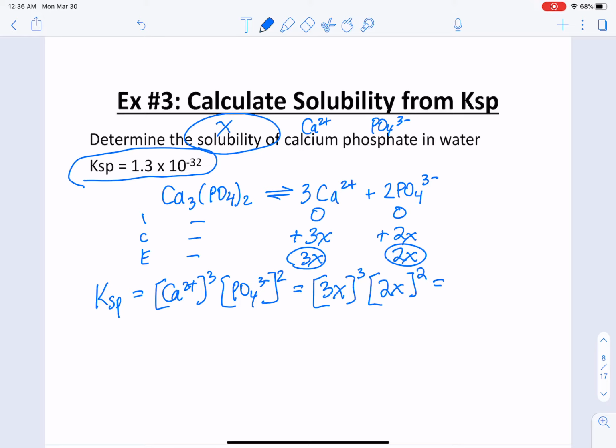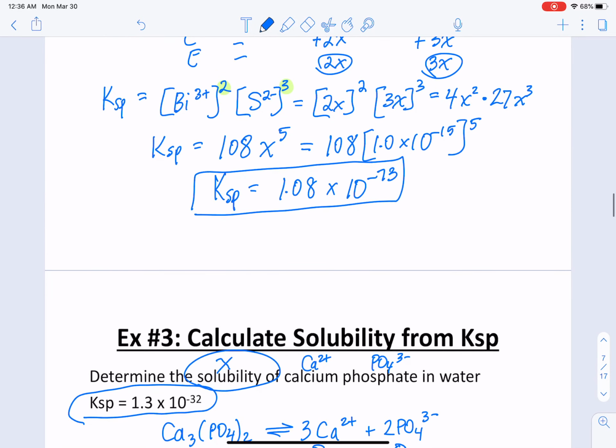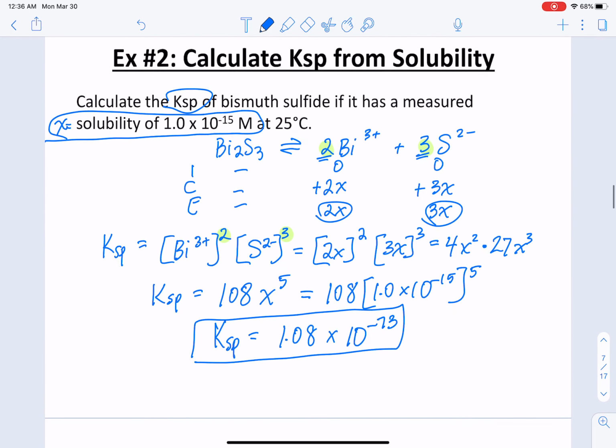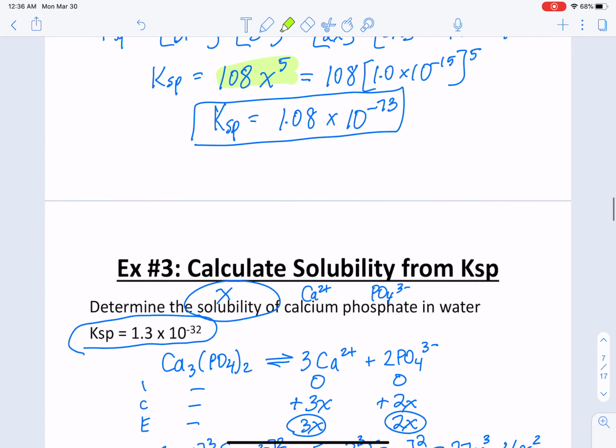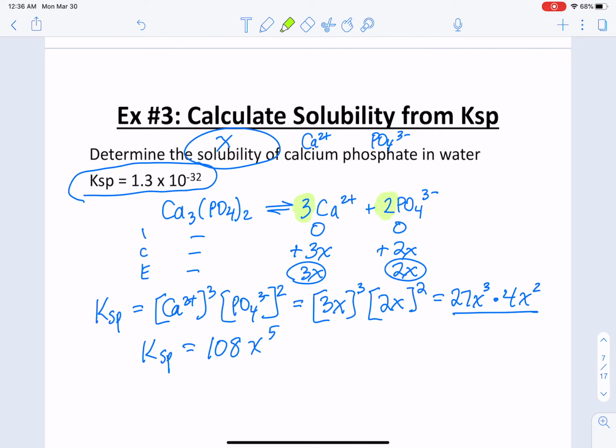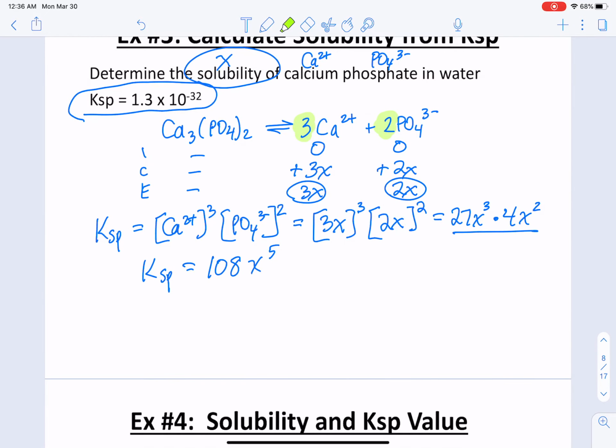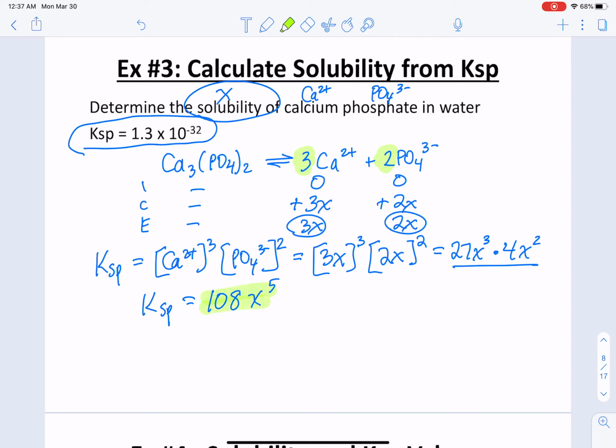All right, 3 times 3 times 3. 3 cubed is 27x cubed times 2 squared is 4, so 4x squared. So again, Ksp here, if this looks familiar, is equal to 108 x to the 5th. And that was actually what it was before. So why is it the same value in terms of x? It's because previously we had a 2 to 3 mole ratio, and so that's why we ended up with 108 times x to the 5th. Here we have a 3 to 2 ratio, so mathematically it's the same, a 3 to 2 or 2 to 3, and that's why we get 108 times x to the 5th.